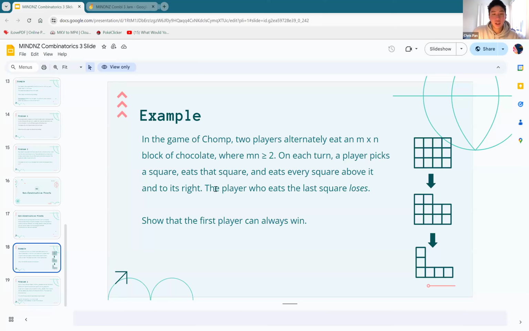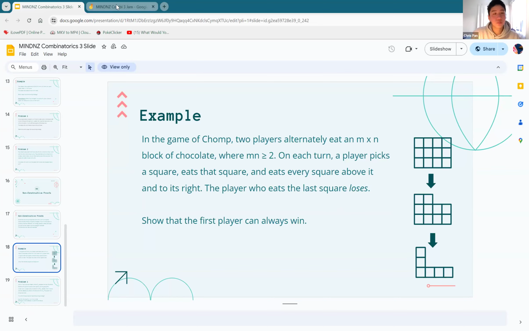And the player who eats the last square loses. So this time you don't want to eat the last square, right? A lot of the time we flip-flop between whether you want to make the last move or not. In this case, you don't want to make the last move. You lose if you eat the last square. And the question is to show that the first player can always win. So there is some winning strategy for the first player.